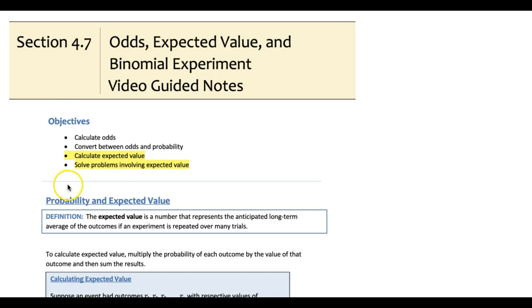Section 4.7 Video 2, Odds, Expected Value, and Binomial Experiment. In this video, we will cover the following objectives: calculate expected value and solve problems involving expected value.